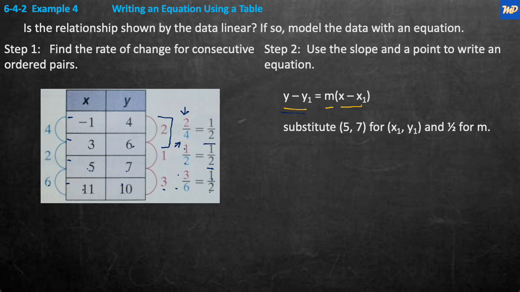But you can substitute the 5 and the 7 for the x1 and y1 on here, right? So what does that come out to be? It comes out to be y minus the y value, 7, is equal to m, the slope, 1/2 times x minus 5. That's it. That's what they want. They want us to use the point and the slope to come up with the equation of the data in the table.